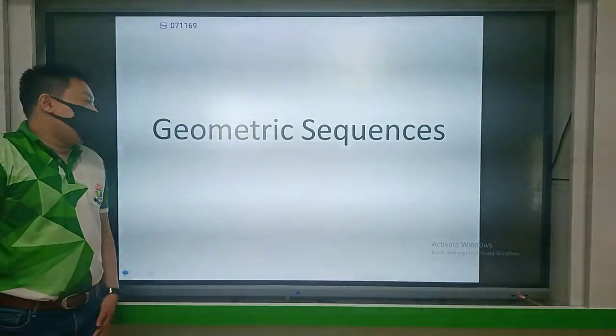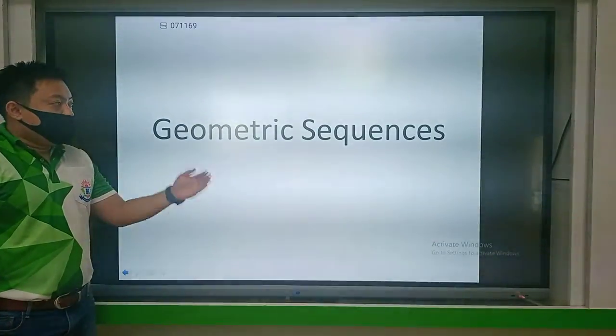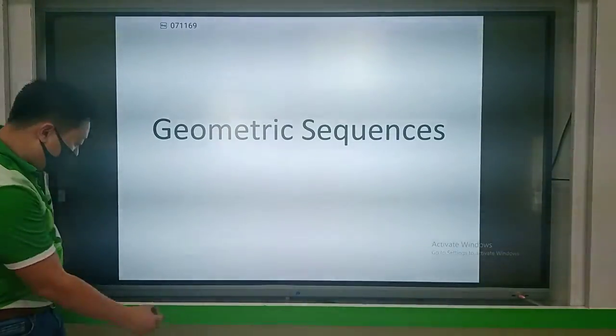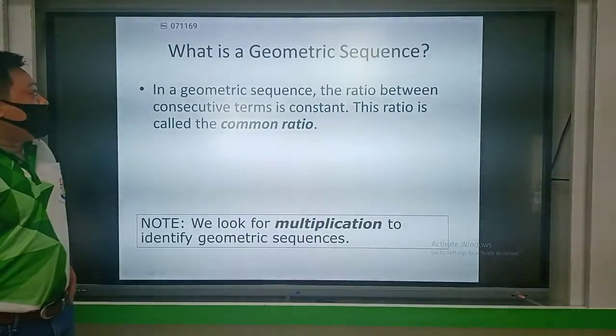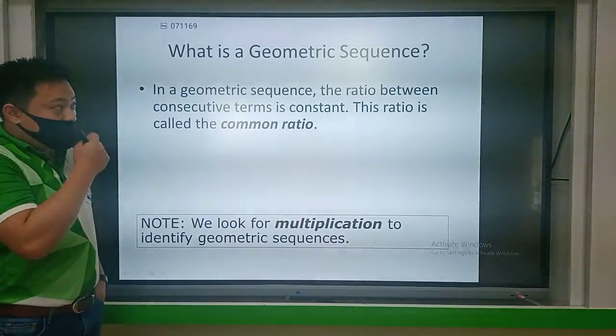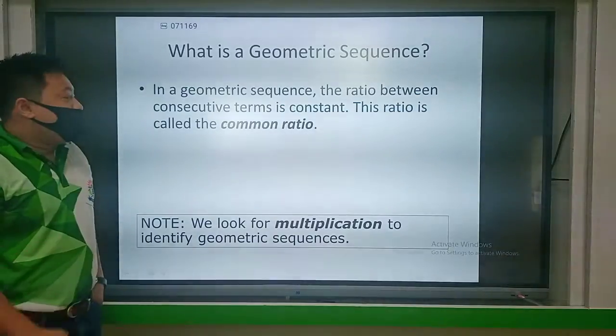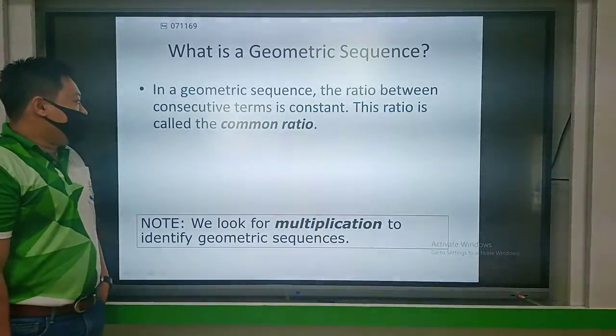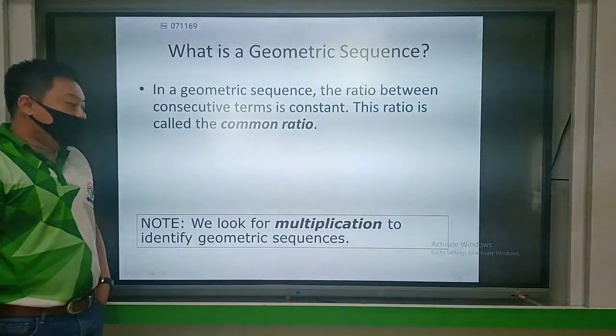Okay, good day, students. Today we will talk about geometric sequence. So what is a geometric sequence? A geometric sequence is when the ratio between consecutive terms is constant. This ratio is called the common ratio.